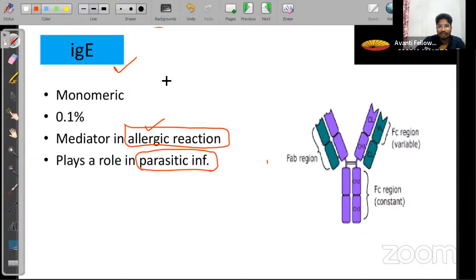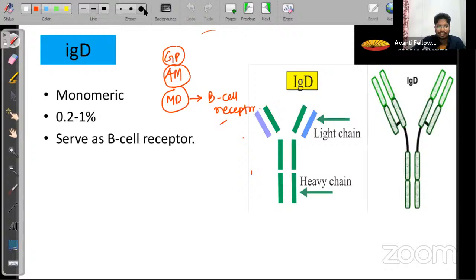Okay, I'll go to the slide. Take a screenshot. Take the screenshot of IgD. Okay, done. Now I am going to the next slide.